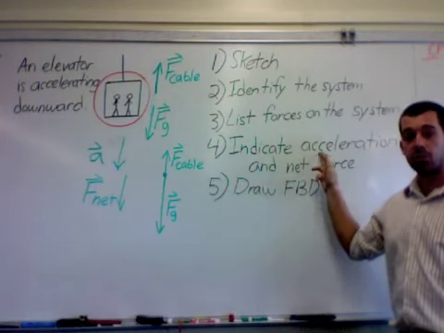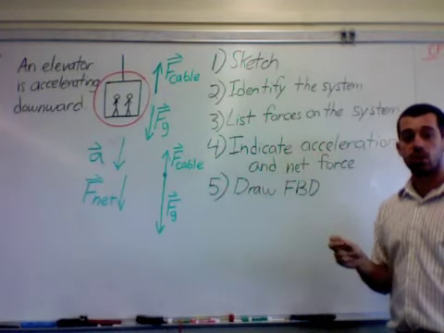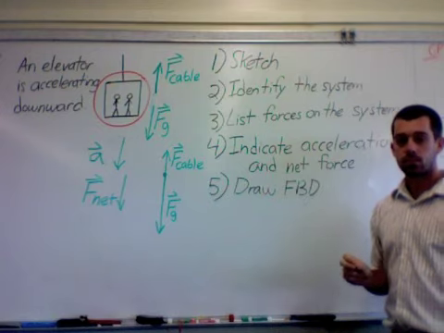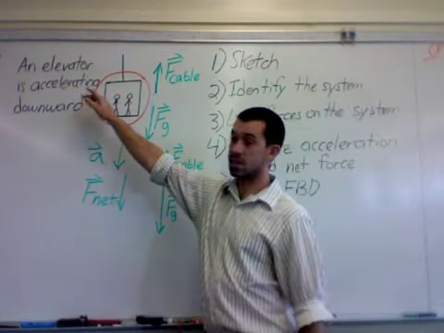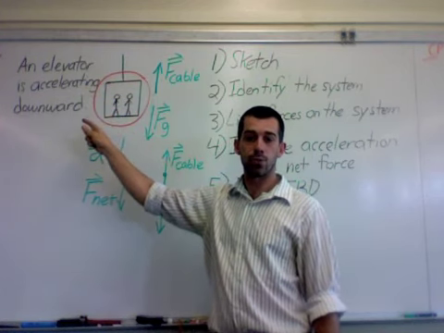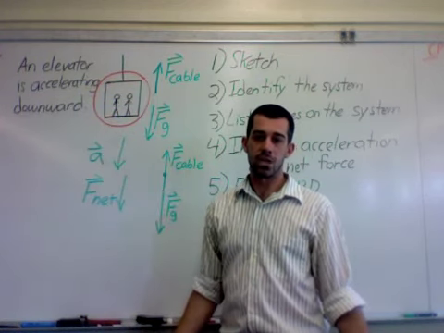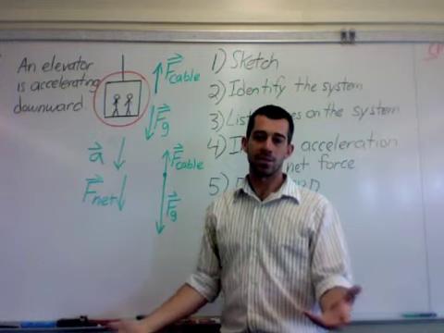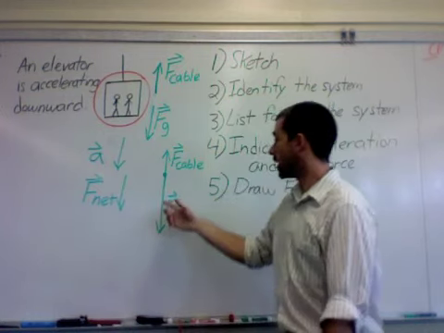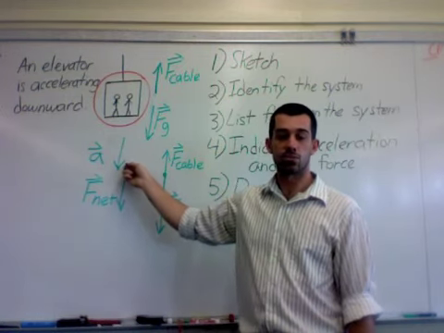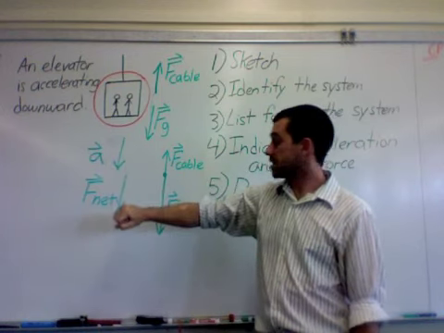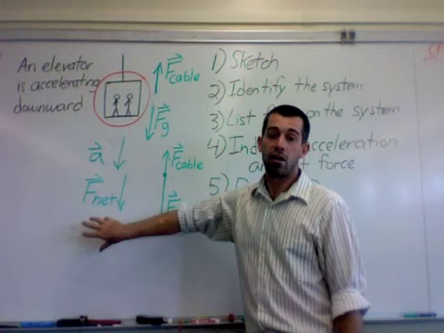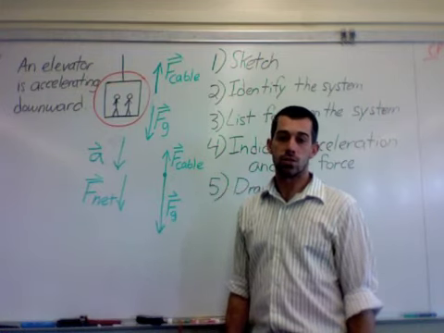Step 4, I'm going to indicate the acceleration and the net force. Now, in this problem, it tells us that the elevator is accelerating downward. Not all problems are that generous, but this example is especially easy. And so I can go ahead and label that the acceleration is downward. If the acceleration is down, that means there has to be a force downward also, a net force.